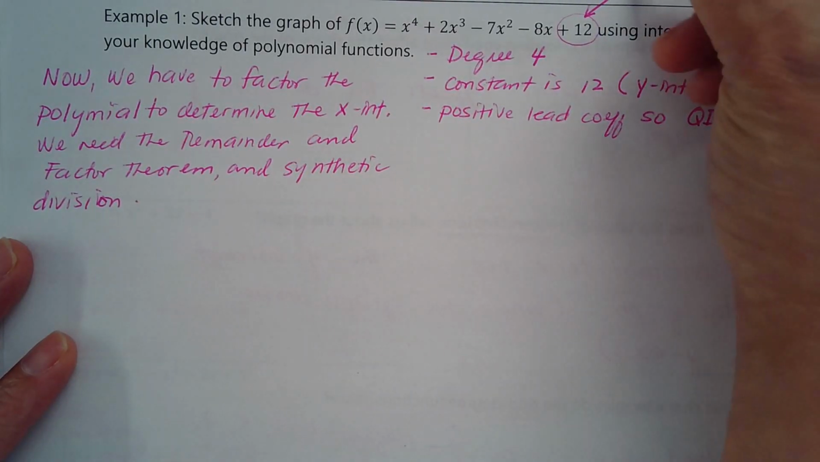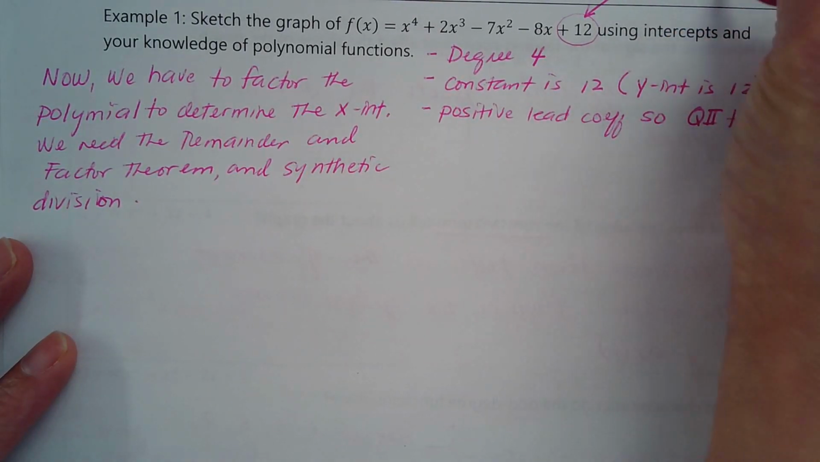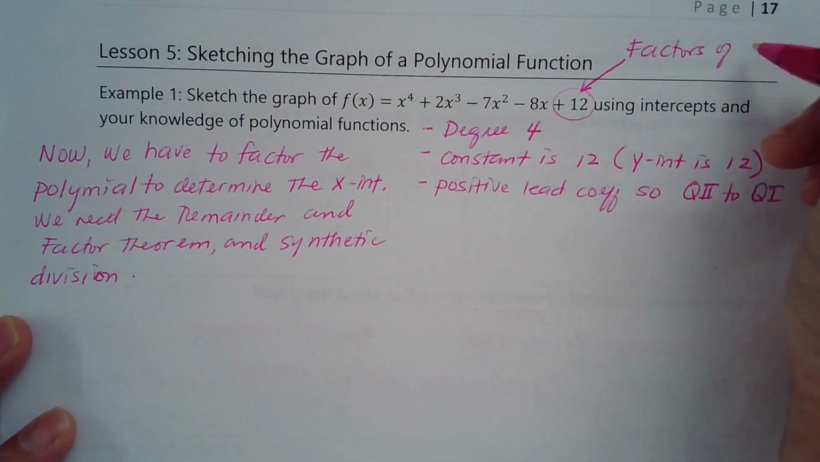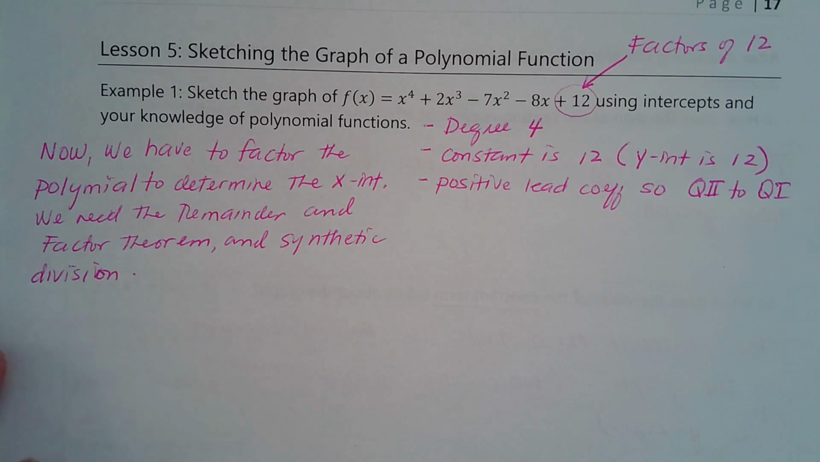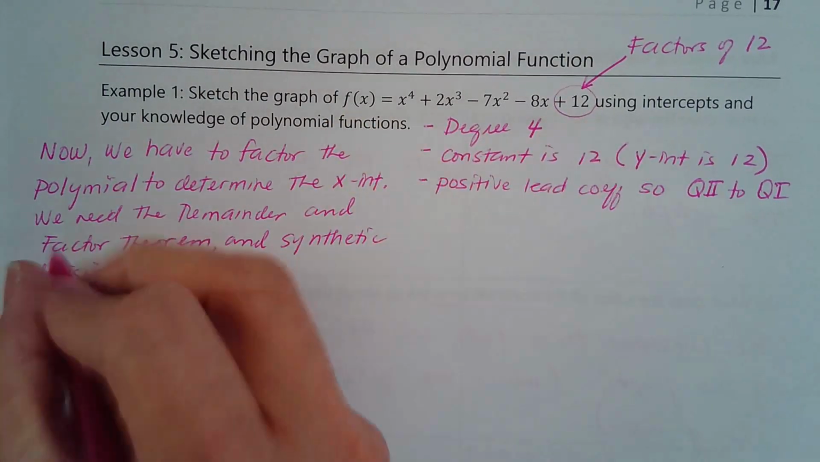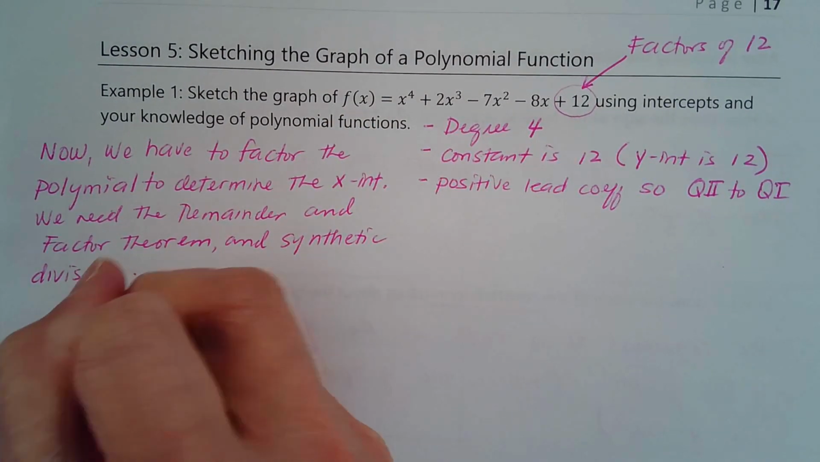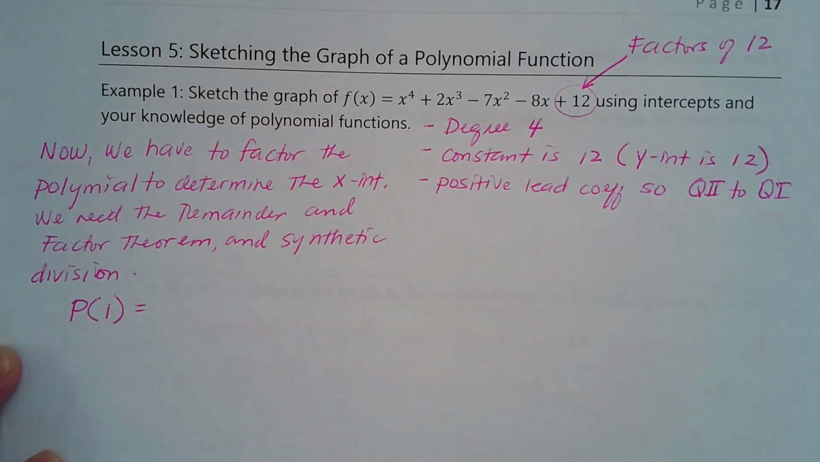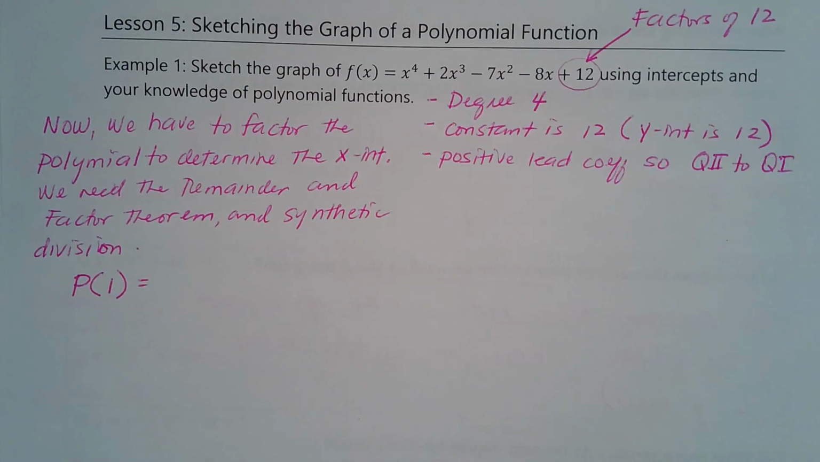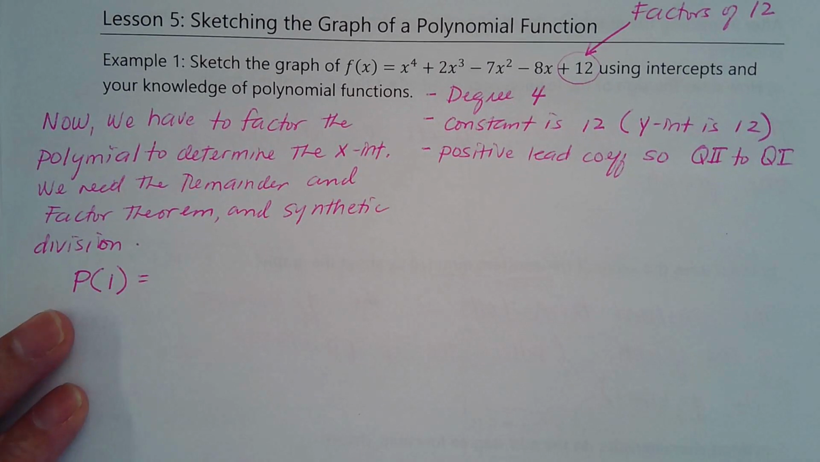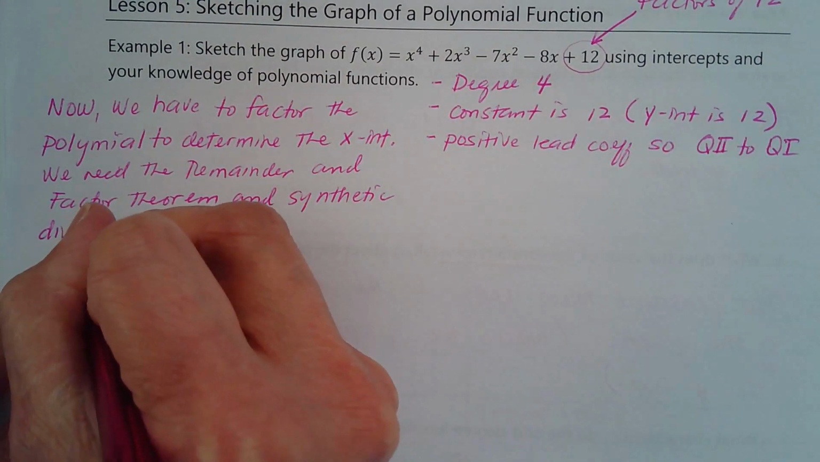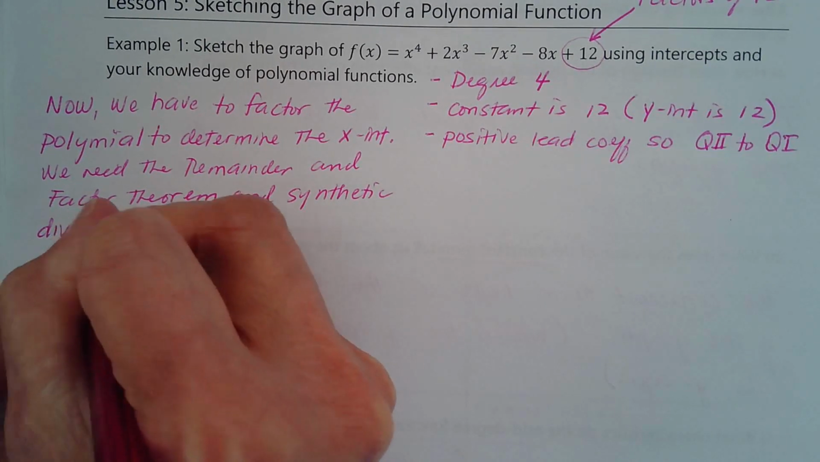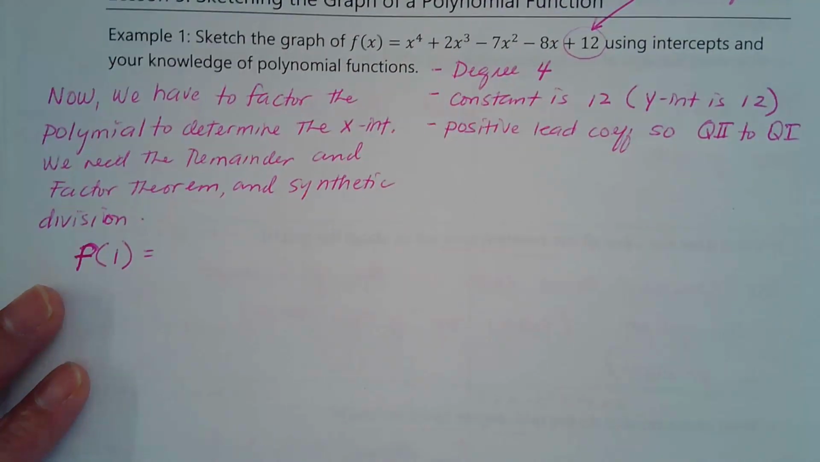Okay, so factors of 12, and you've tried 1, okay? So let's use, I'm just going to show it here. This is P of 1, or F of 1, doesn't matter. Actually, use F of 1, because this is polynomial F.